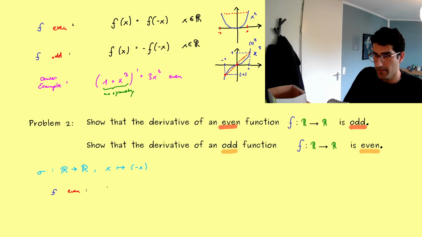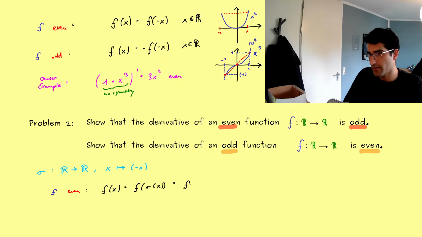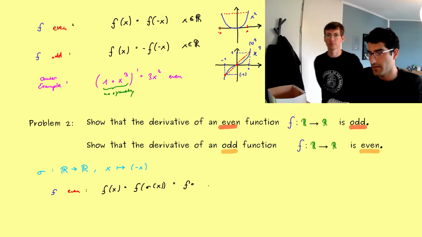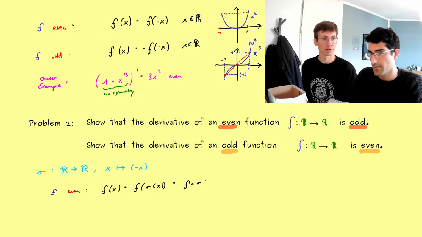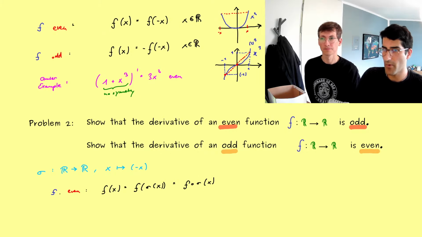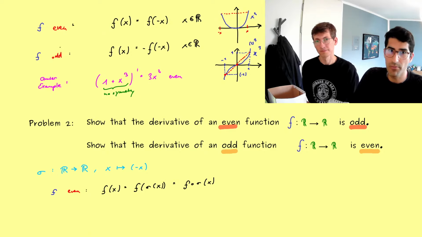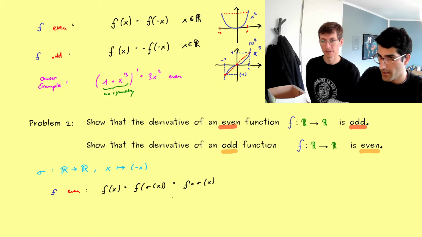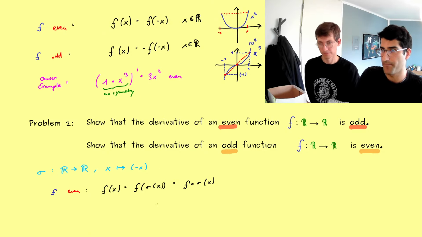we can say that f of x equals f of sigma of x. Or if you want to write it as a concatenation, you can also say it's f after sigma of x. So we just reformulated the definition of even in terms of this function here.